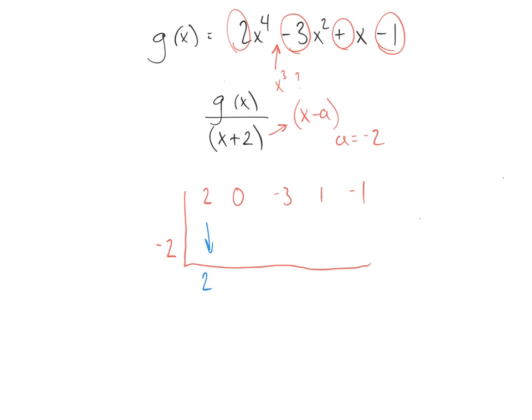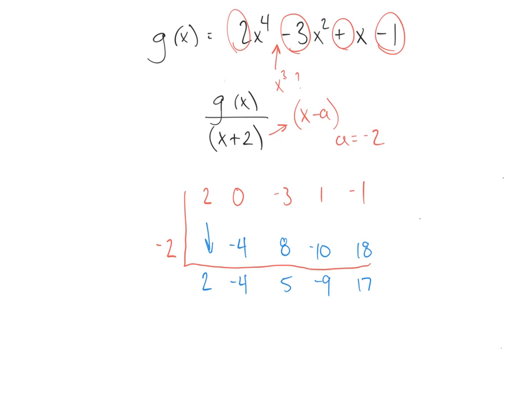Bring down the 2. 2 times negative 2 is negative 4. 0 plus negative 4 is negative 4. Negative 4 times negative 2 is 8. 8 plus negative 3 is 5. 5 times negative 2 is negative 10. 1 plus negative 10 is negative 9. Negative 9 times negative 2 is 18. And negative 1 plus 18 is 17.